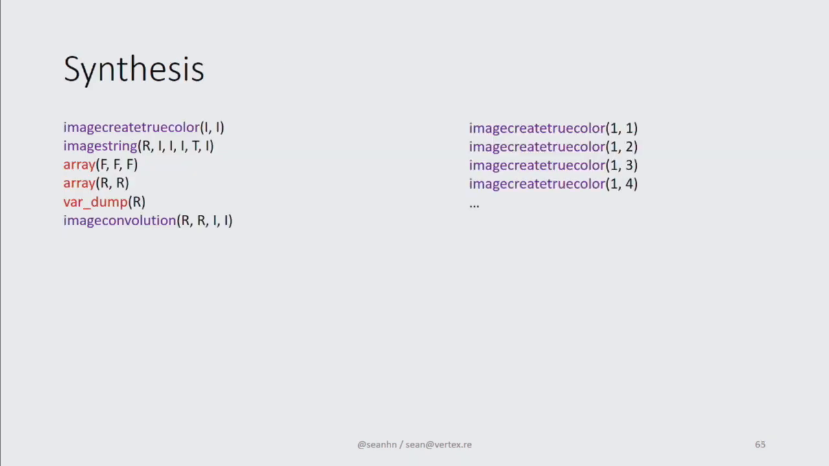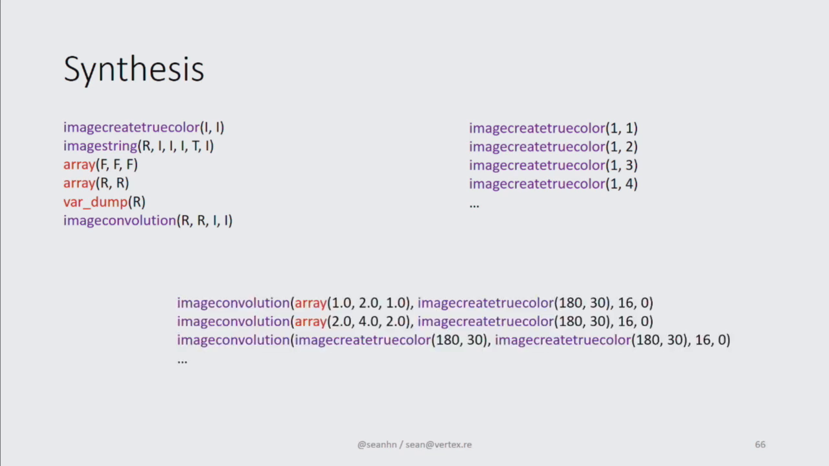So here, say we pick image create true color, we know it takes 2 integer arguments, and then we start fuzzing the final argument to find new interaction sequences. Or similarly, if we have this image convolution function, we can see it can take different argument combinations. And effectively all we're doing is taking little fragments of PHP, recombining them, and then using instrumentation to determine what type of allocation sequences they trigger in the allocator itself.